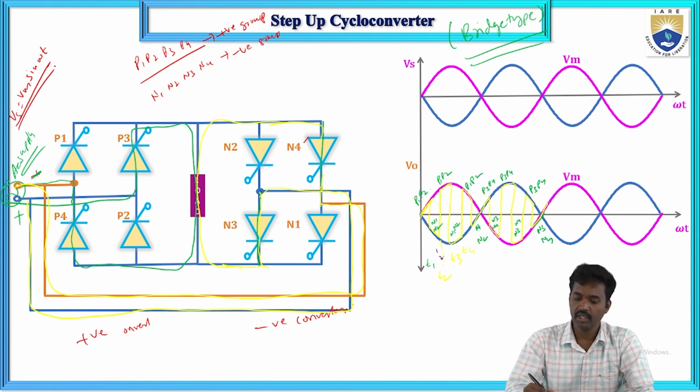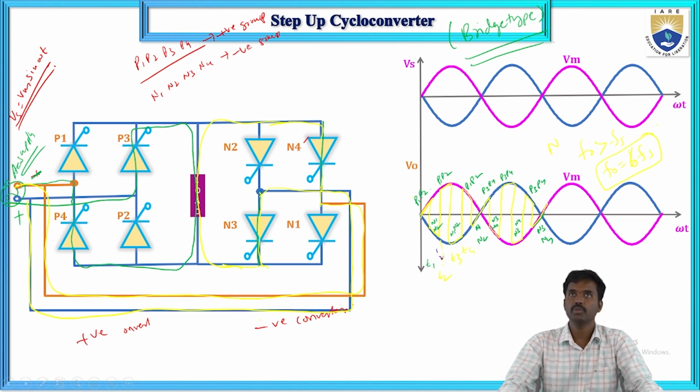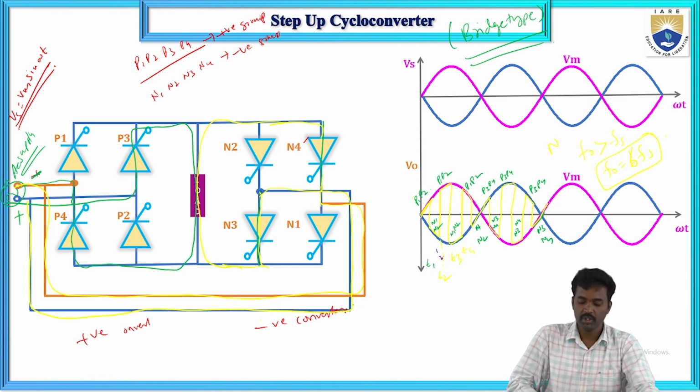Next, N3 and N4 will be force commutated and P3 and P4 will be turned on. Then P3 and P4 are force commutated and N3 and N4 are turned on, and again P3 and P4, and N3 and N4. Here F naught is greater than Fs, because F naught equals 6 times Fs. So the output frequency is greater than the input frequency. This is the case for the step up cycloconverter, bridge type.